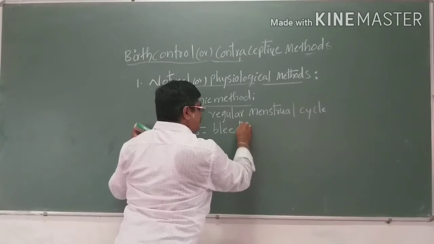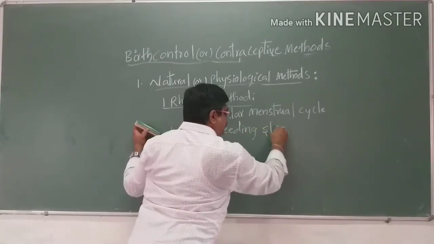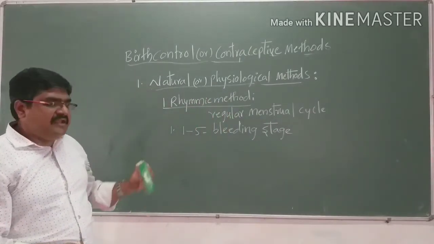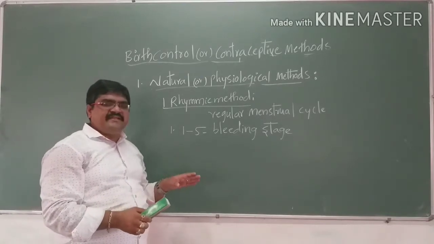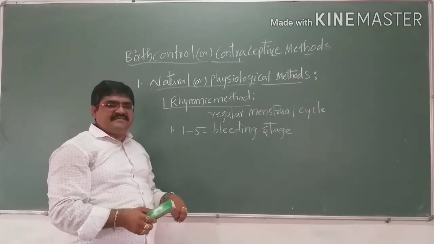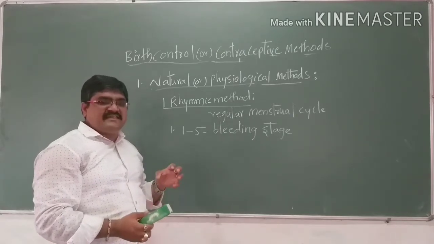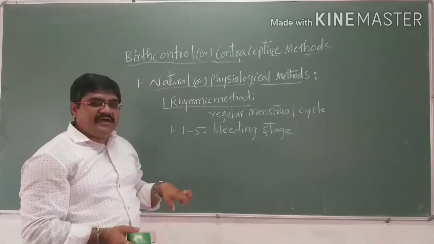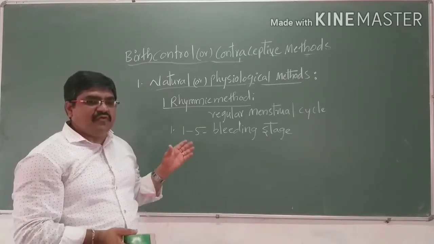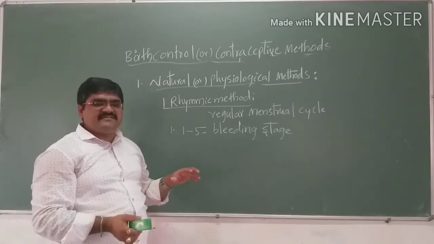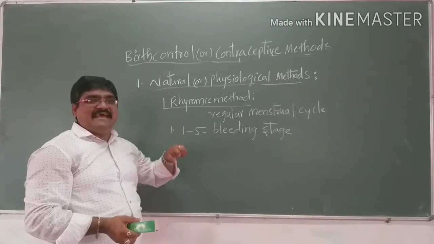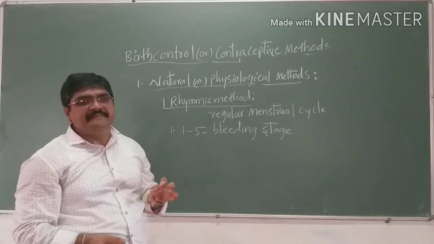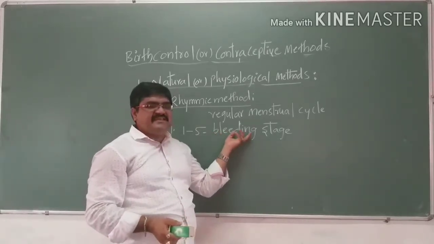Bleeding stage. So we have already studied this in the menstrual cycle. Here the bleeding means the waste material, the debris along with blood, present in the lining of the endometrium. The thickened walls of the endometrium are shed, and due to the shedding, bleeding takes place, that is the flowing of blood. That means blood oozes outside along with the unfertilized egg and the lining of the endometrial walls. So we call that the bleeding stage.